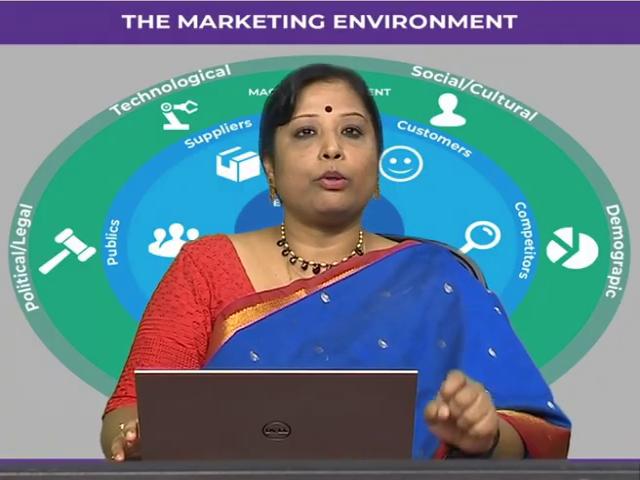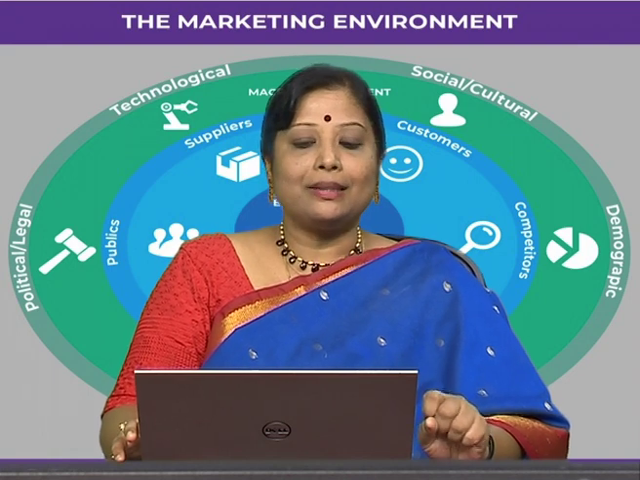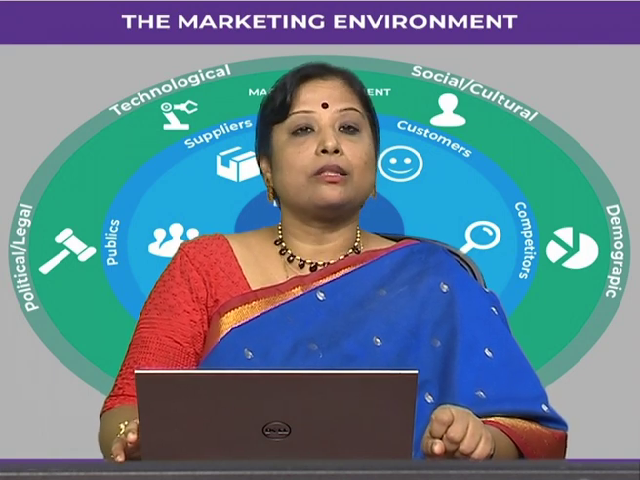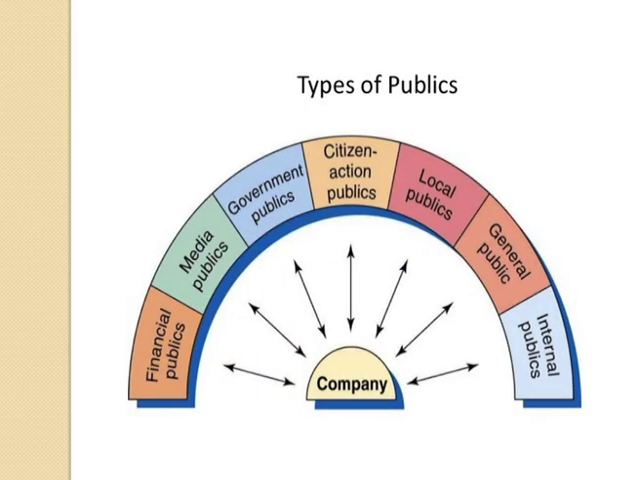So, companies must provide greater customer value and satisfaction than its competitors do. Then come the different types of public, my dear students, like any group that has an actual or potential interest in or impact on an organization's ability to achieve its objective. So, you have to keep in mind the different types of public, like the financial public, the banks and media, the different media public like the press, the government public, the citizen action public, the local public, the general public and the internal public, my dear students.